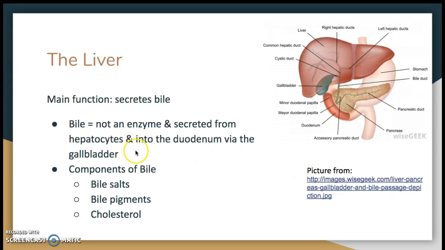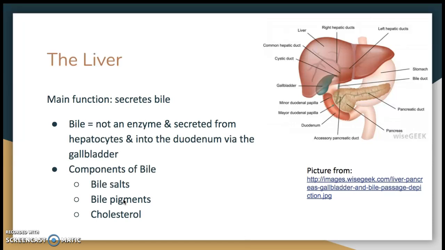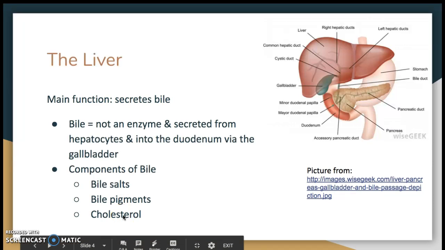Components of bile are bile salts, which facilitate enzymatic fat digestion. They are from the liver, and they coat fat droplets. Bile salts are what make fat soluble during digestion. Bile pigments are the waste products of, say, hemoglobin degradation, which turns into bilirubin, and it is excreted. And then cholesterol is also a component of bile, and it is excreted in the feces as well.